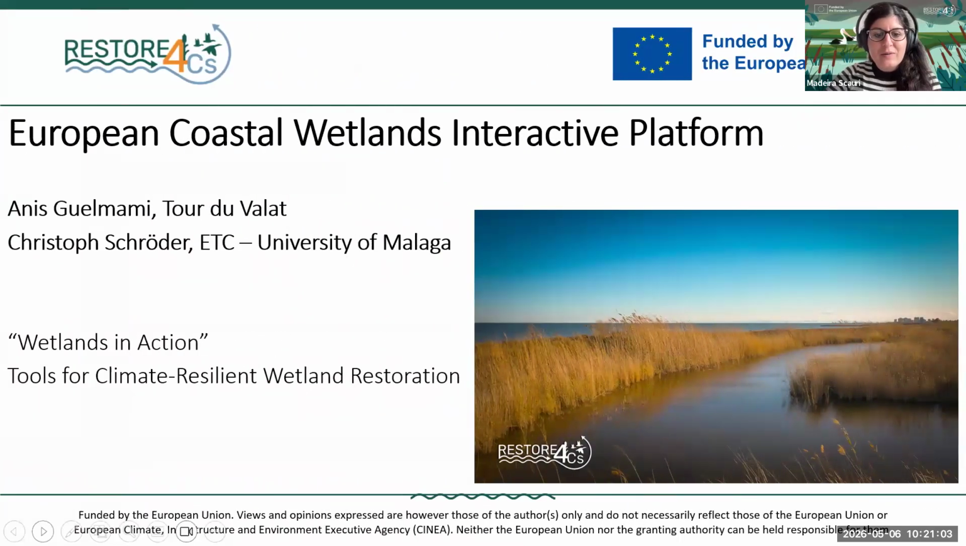So now we go to Resurface's presentation, the interactive platform and toolbox, which will be delivered by my colleagues Christoph Schröder and Anis Guelmami. Christoph is a geodata and GIS specialist at the European Topic Center of the University of Malaga. He's leading pan-European wetland mapping and assessment efforts, including Resurface's coastal wetland condition analysis and interactive platform, while Anis is project leader at Tour du Valat and a Mediterranean wetland expert coordinating the Mediterranean Wetlands Observatory and advancing EU-based monitoring, policy support, and capacity building across the region. So Anis and Christoph, the floor is yours.